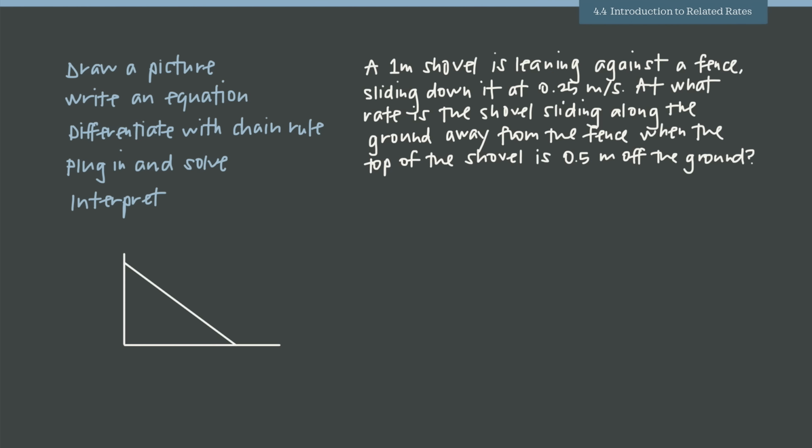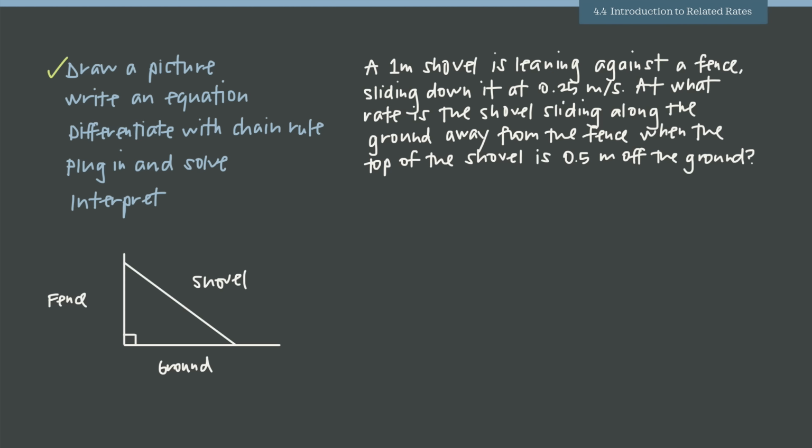And so right away, we see that we have a right triangle. We know that this is a right angle here between the fence and the ground. And we can go ahead and call this the fence. We'll call this the ground, and we'll say that this up here is the shovel, just to help remind us. So that's it for drawing a picture. Now we need to write an equation.